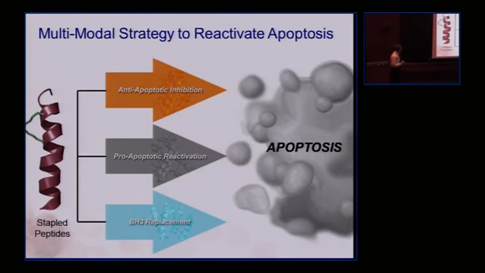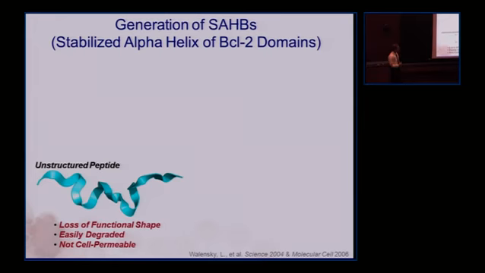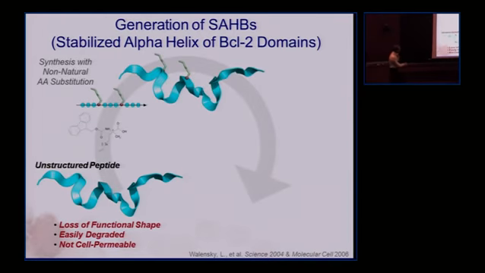And ideally, we would use the functional portion of the BIM molecule, that BH3 death domain, to hit all of its known targets. That is, the anti-apoptotics that it can inhibit and the pro-apoptotics that it can reactivate, and replace the lost BIM. To do that, I used a technique pioneered by the Walensky and Verdine labs, whereby they make a stapled peptide. Because if we were to take just that functional domain outside of its native context, it would lose its shape, it's easily degraded, and it's not cell permeable.